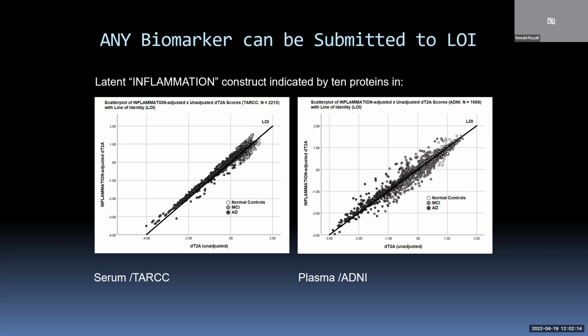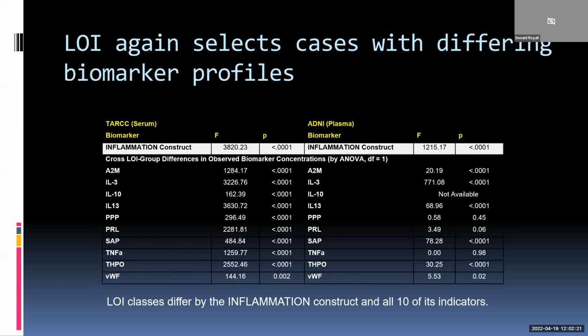And so you can see once again that a large fraction of cases are adversely impacted by inflammation. And now I know who they are as individuals. And sure enough, those two groups, the adversely impacted versus the protected group, differ significantly, not only for their score on the total inflammation construct in both biofluids and in both cohorts, but on all 10 of the individual protein indicators, they're significantly different in the adversely impacted versus the unimpacted group.